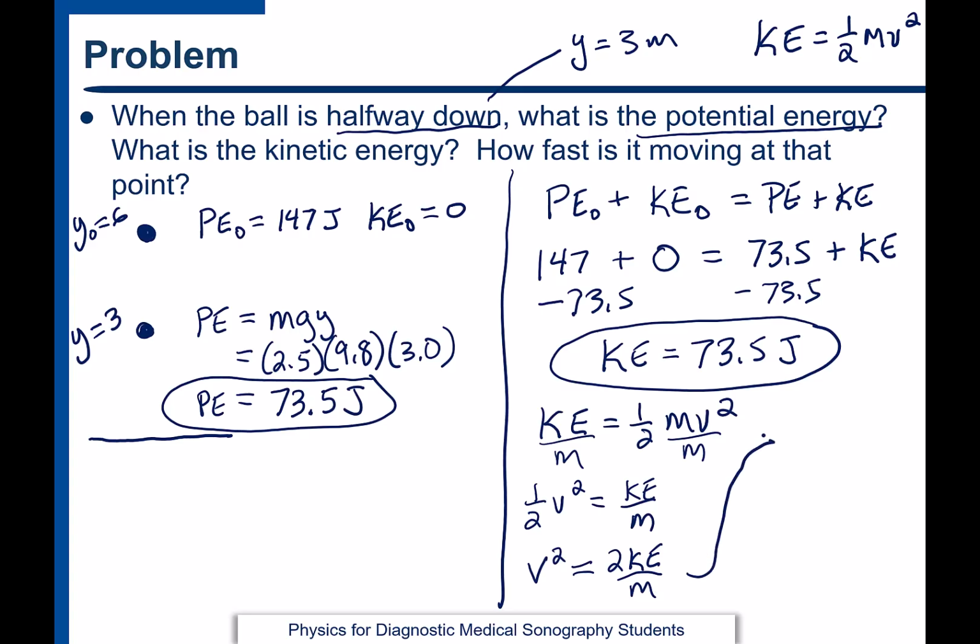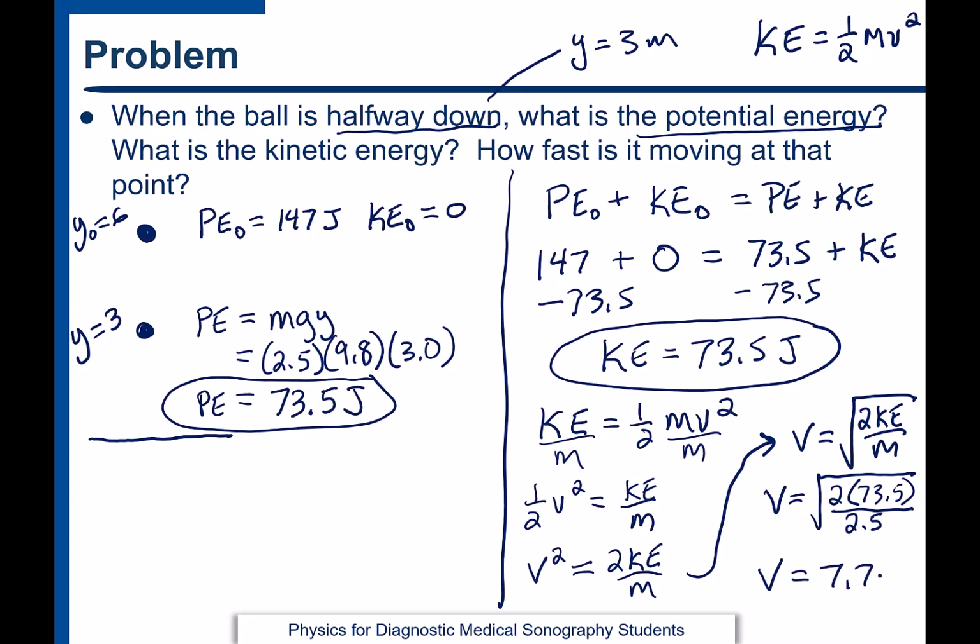Or v is equal to the square root of 2KE over m. So let's plug in the values. v is going to be equal to the square root of 2 times 73.5 divided by the mass, which is 2.5. And when you check that with your calculator, you should get, rounding off, that the velocity is 7.7 meters per second. So that's how fast the object would be going when it's halfway down.